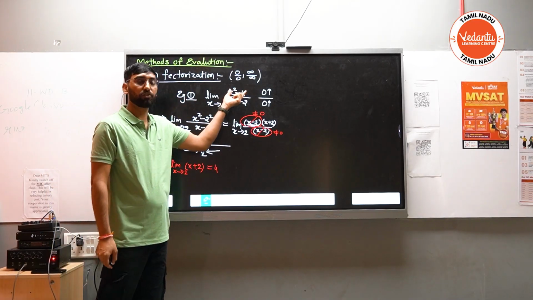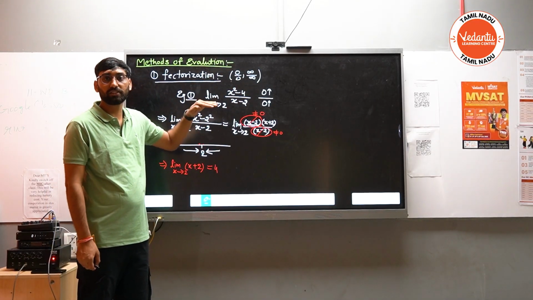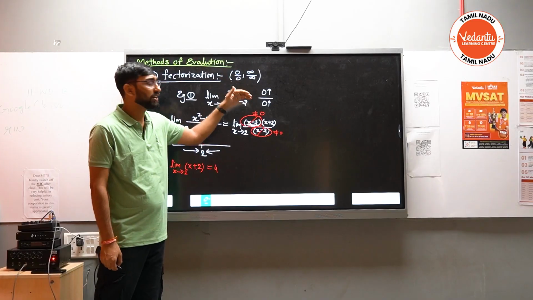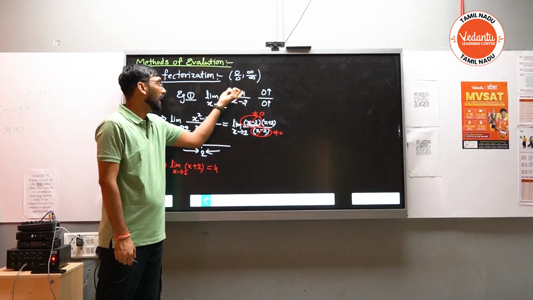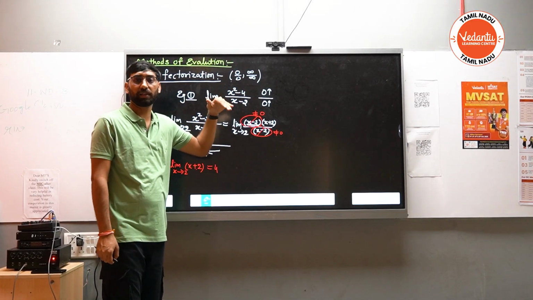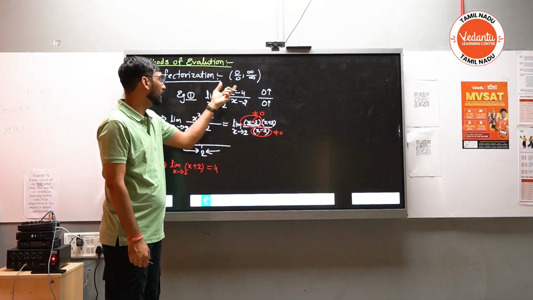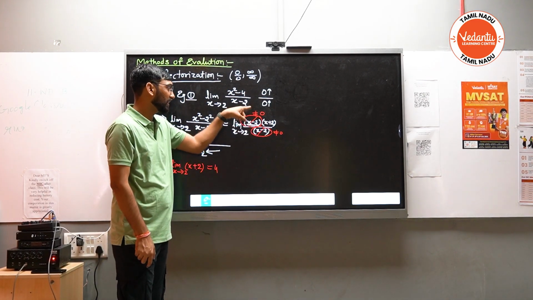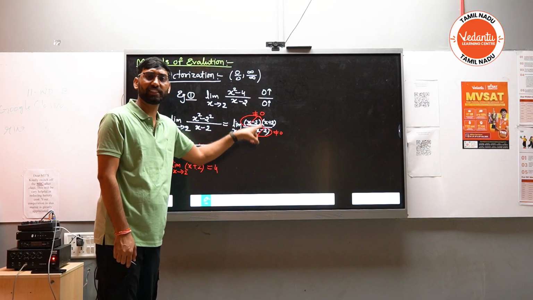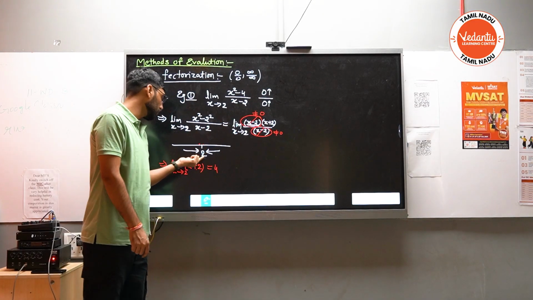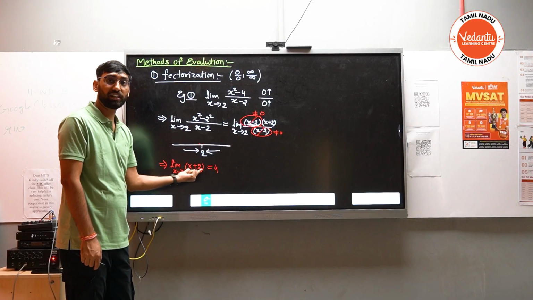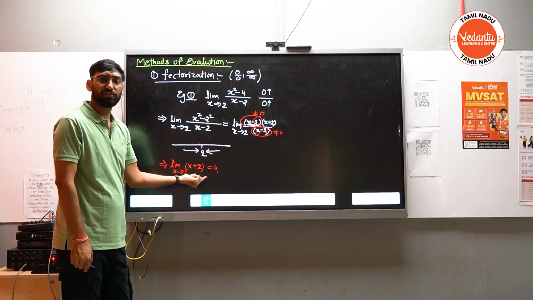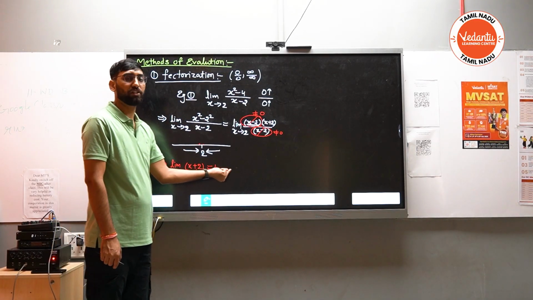Firstly, I need to see whether the question is given in the 0 by 0 form or not. Once it is given in the 0 by 0 form, I will factorize the numerator or denominator, whatever we have. Once we factorize it, I will get these kinds of factors, and the common factors that cancel out, I will just cancel out. After that it will convert into determinate form, and once it does, we can clearly calculate its limit.